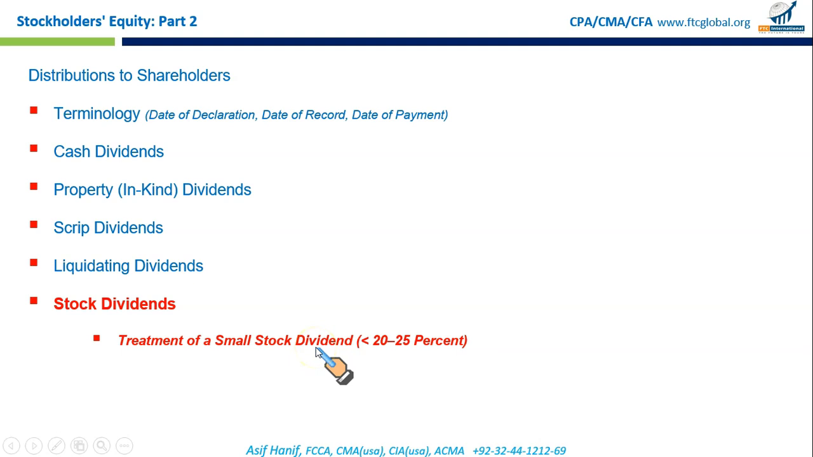A small stock dividend means a stock dividend that is less than 20 to 25% of the existing shares. This is considered a small stock dividend, as the name suggests. Why is it small? Because it doesn't significantly affect the stock price of the company. So in this small stock dividend, we debit retained earnings. Of course, all dividends go out of retained earnings, whether it's a cash dividend, a property dividend, or a stock dividend. In the case of a small stock dividend, we debit retained earnings with the fair market value of those shares we are giving as stock dividend.